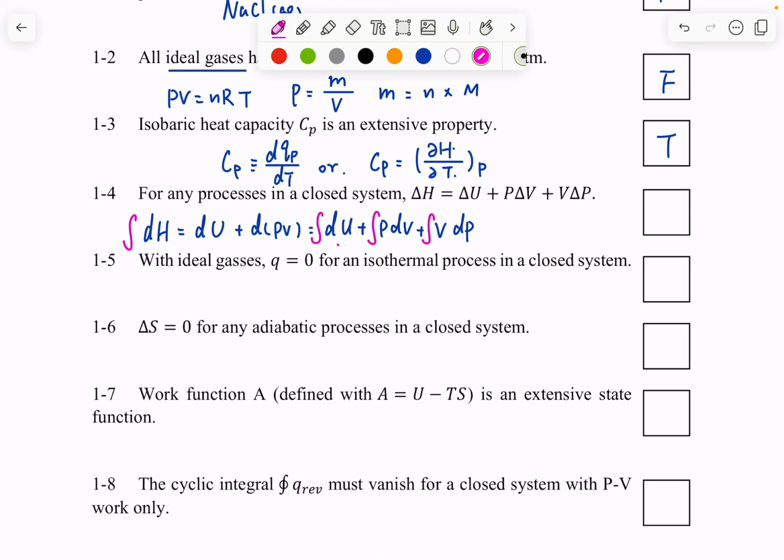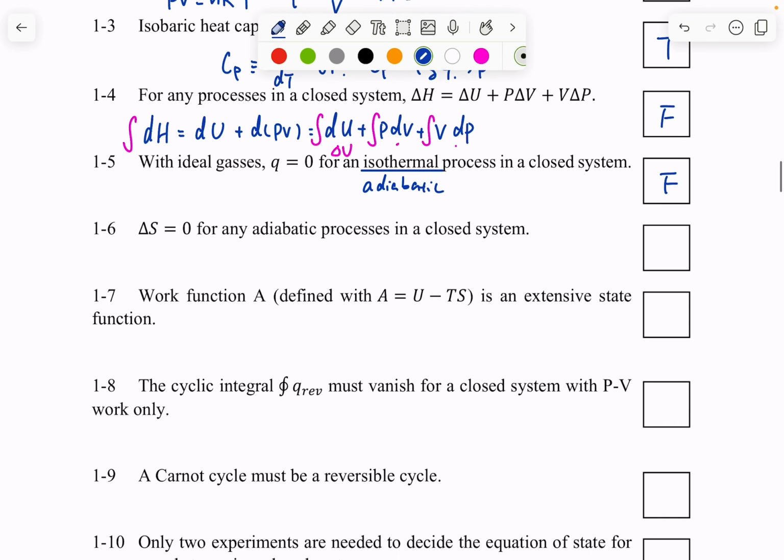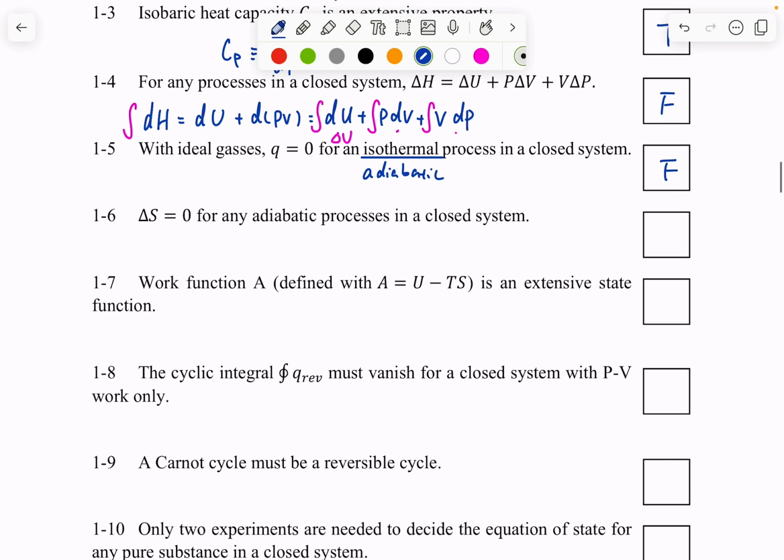So this dU term is for sure delta U. But these two terms are not necessarily P delta V and V delta P. So this is false. With ideal gases, Q equals 0 for an isothermal process, and this is false because Q equals 0 for adiabatic processes. We went over the isothermal expansion and derived that Q is negative for an isothermal expansion, even for ideal gases in a closed system. There's a typo here.